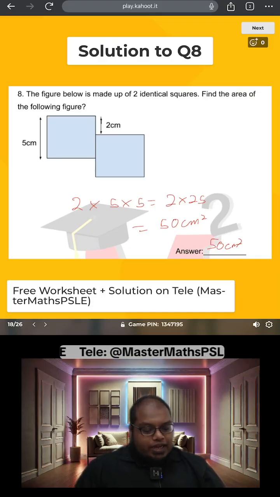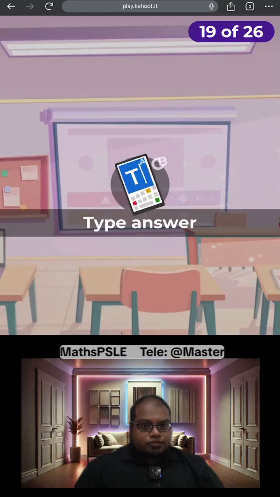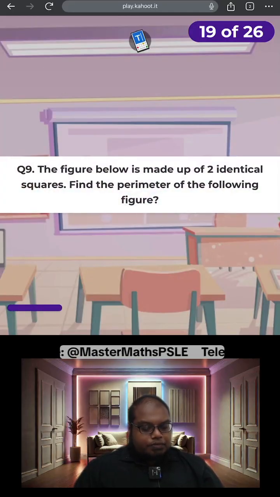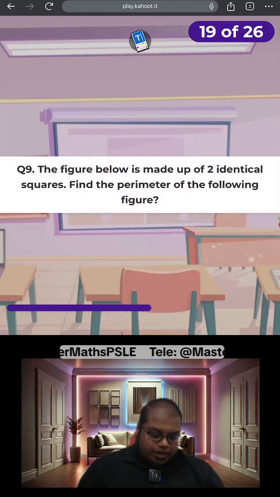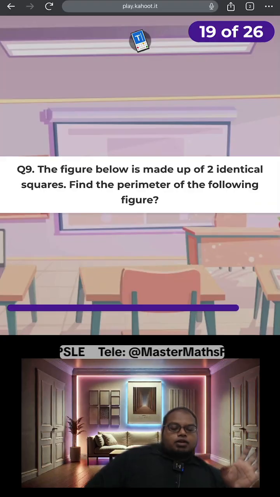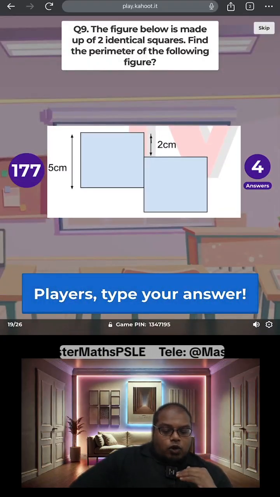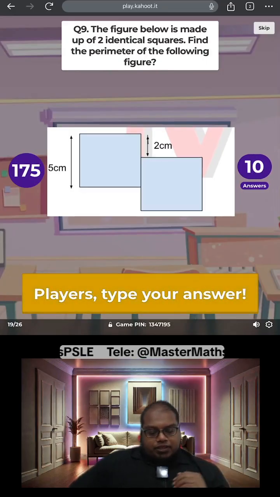Alright, can we go to question 9 now? The figure below is made up of 2 identical squares again. Now find the perimeter of the following figure. Same figure as just now, but now find the perimeter.